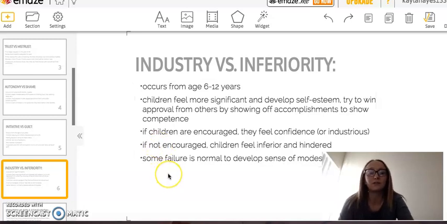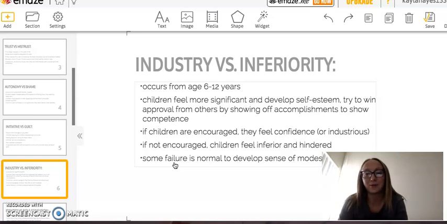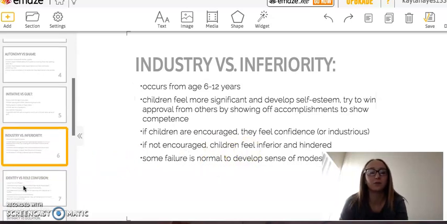So there's also a balance here because some failure is normal. We don't want people to be too confident in their abilities and feel like they are invincible, but we also want people to be modest. So some failure is normal and healthy to develop the sense of modesty, but then too much of that can be a bad thing and children can really start to feel inferior. So there's a balance there as well.